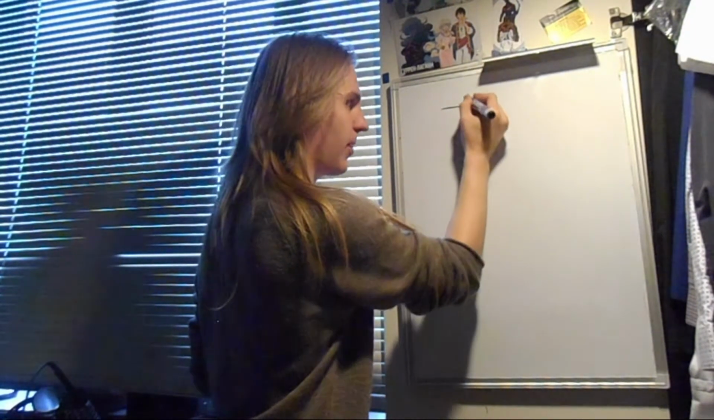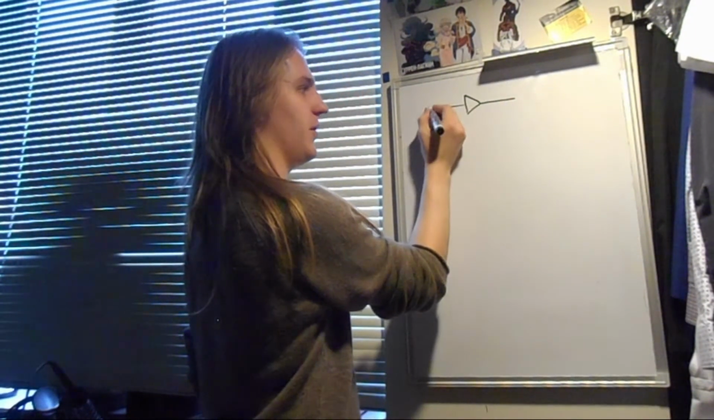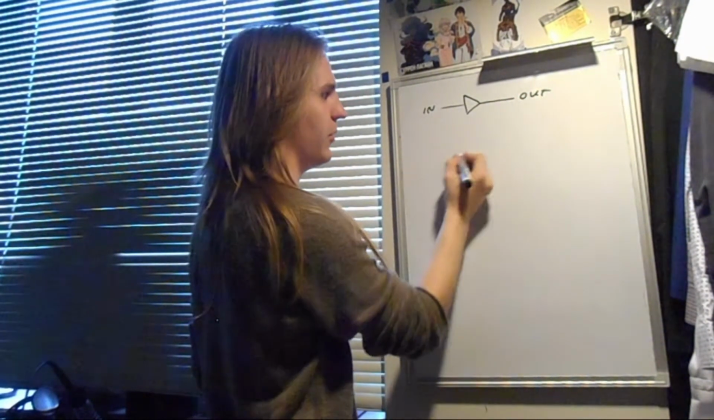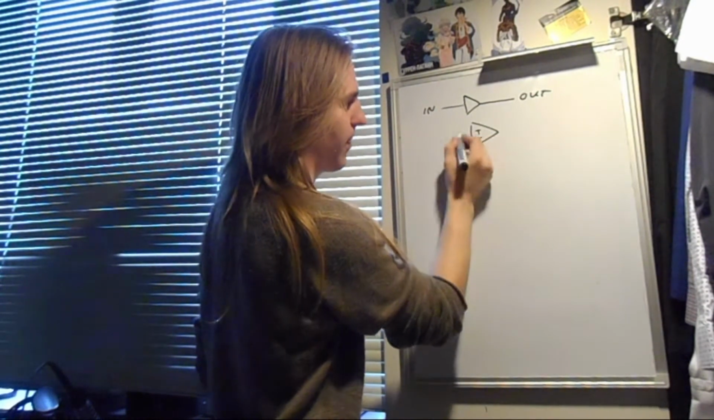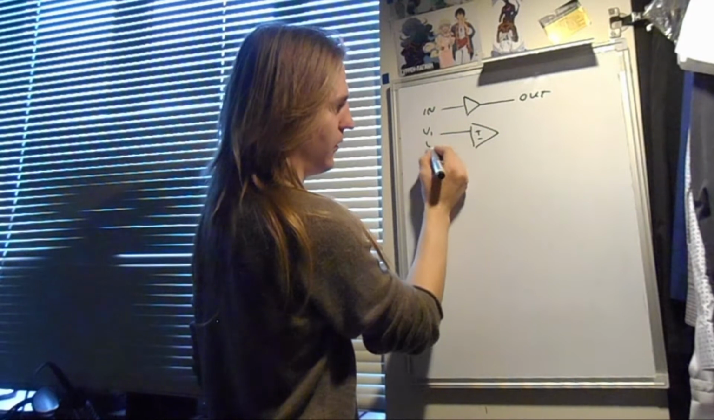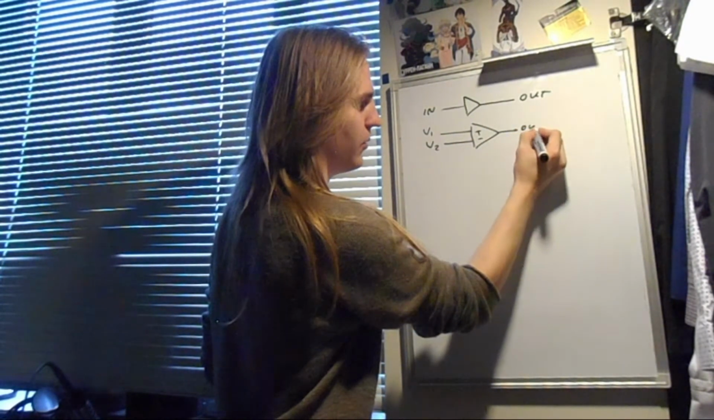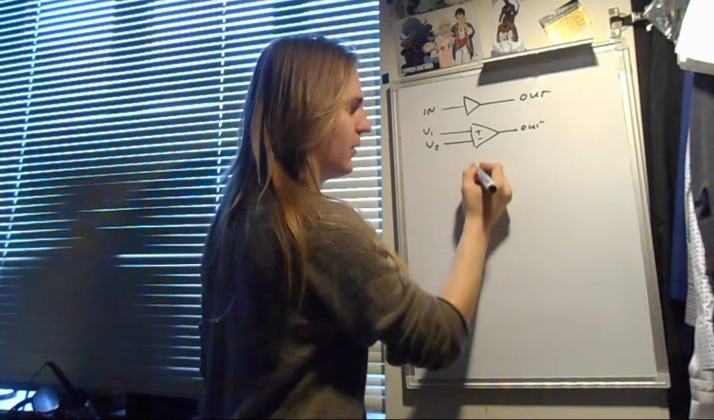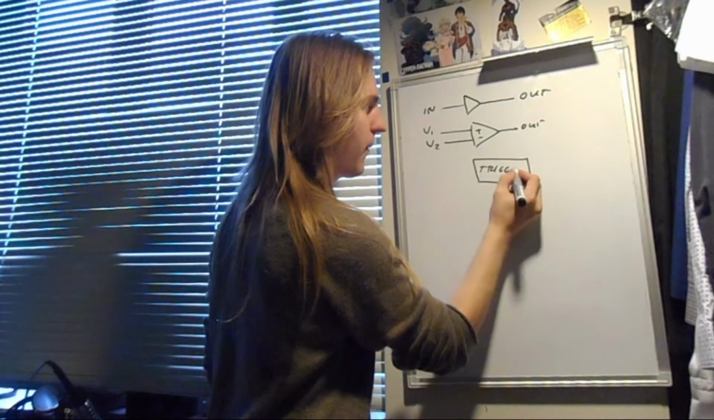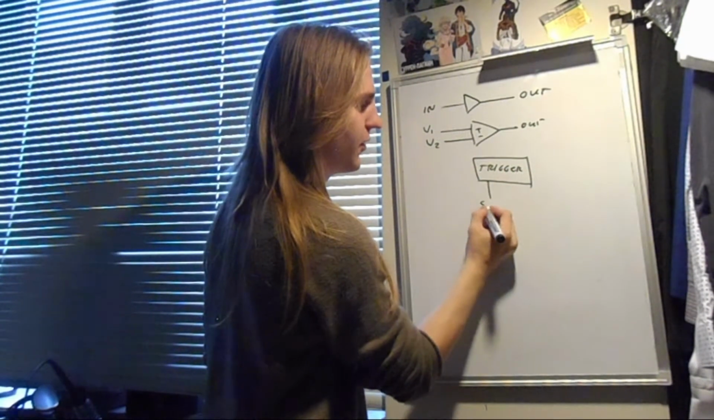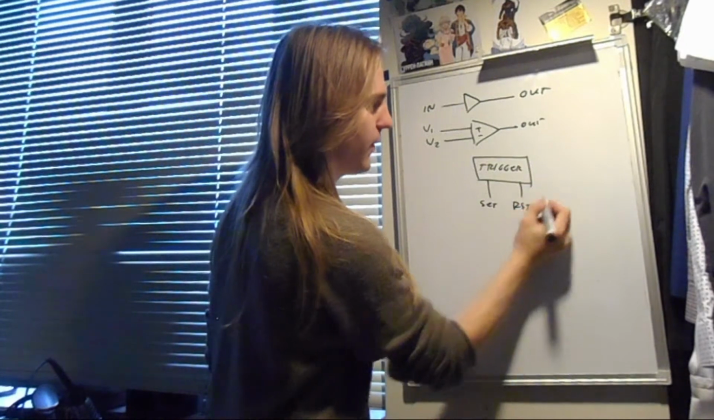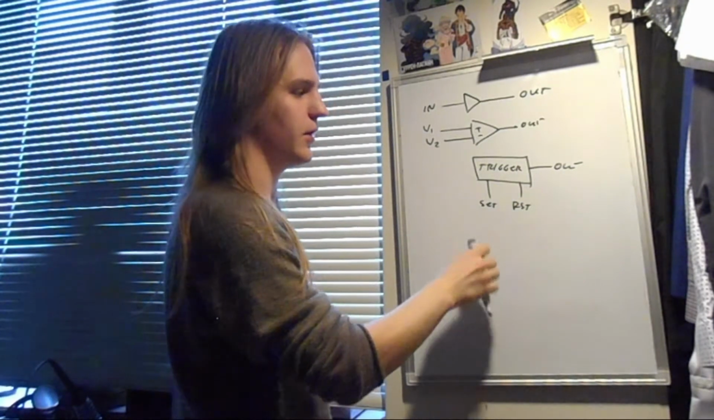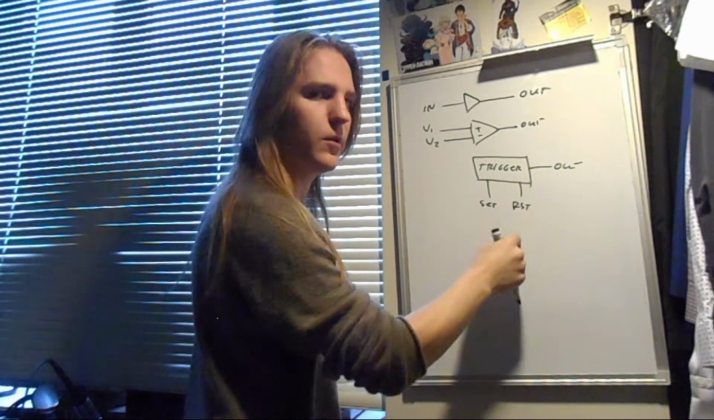Okay, now let's recall what blocks we have learned so far. We have learned our buffer. It has input, output, and it copies the voltage at the input to the output. We have our comparator, which has voltage 1, voltage 2, and the output. And it tells us if voltage 1 is more than voltage 2. We have our trigger, which has a set, a reset, and the output, and it gives us logical 1 if we tap set, and logical 0 if we tap reset.